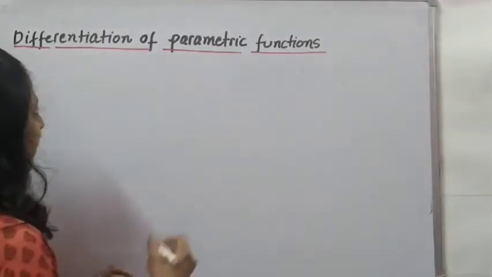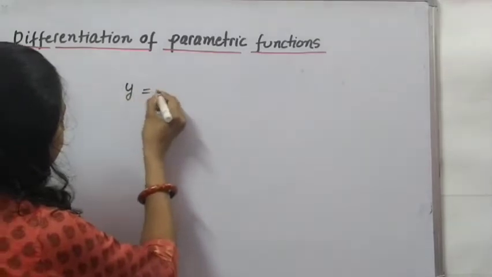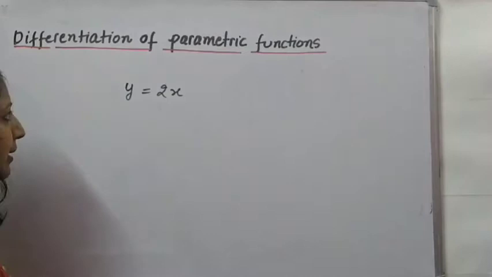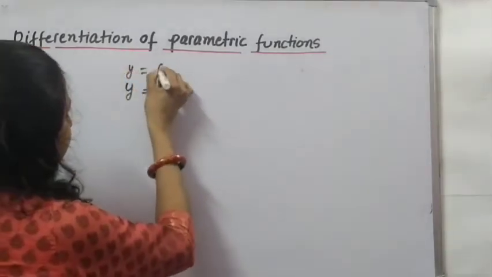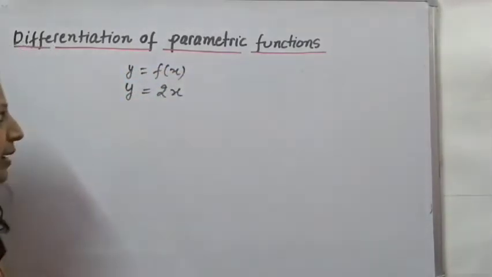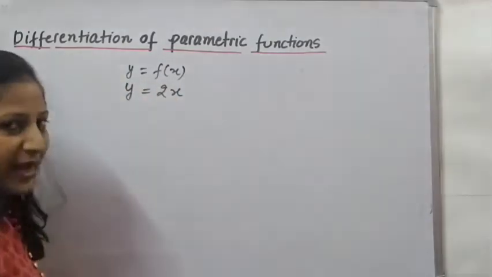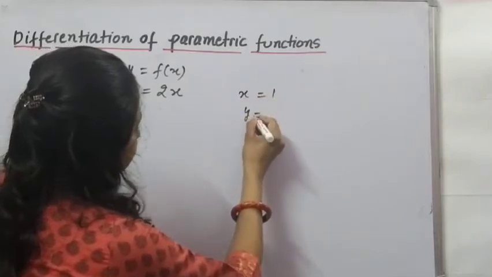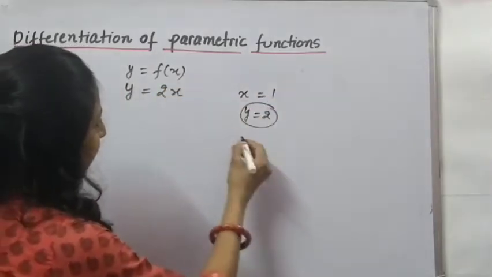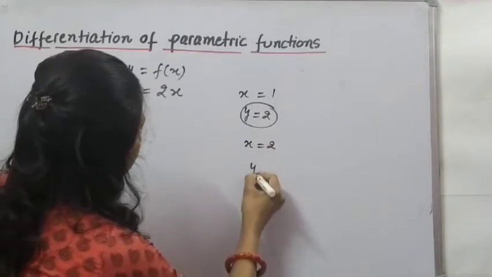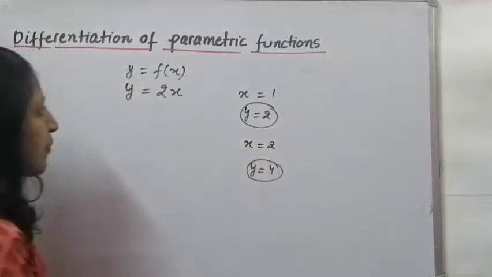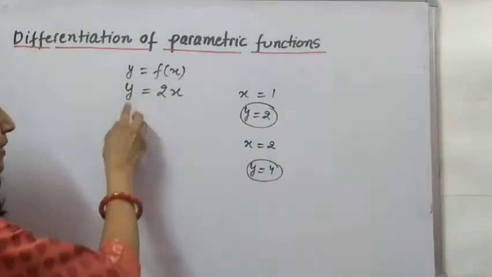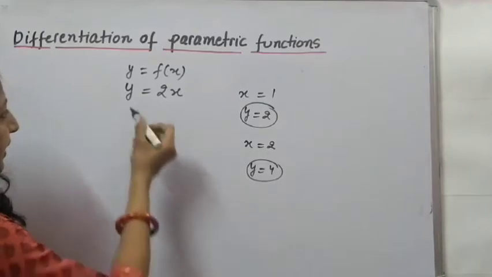Students, let me have a function y is equal to 2x, right? Here y is a function of x only. That is, y is a function of variable x. It means the value of y depends upon x. If I put 1 in place of x, then the value of y will be 2. And if I put 2 in place of x, then the value of y will be 4. It means the value of y depends upon the value of x. So here y is the dependent variable and x is the independent variable.